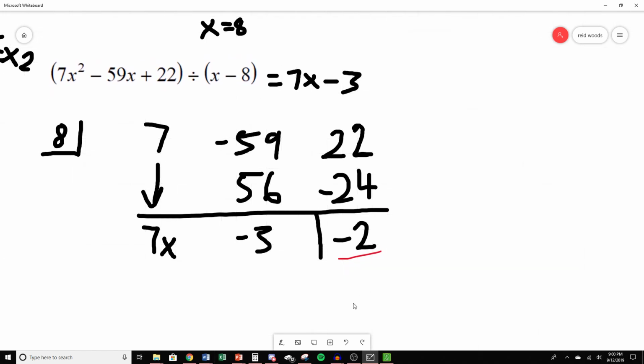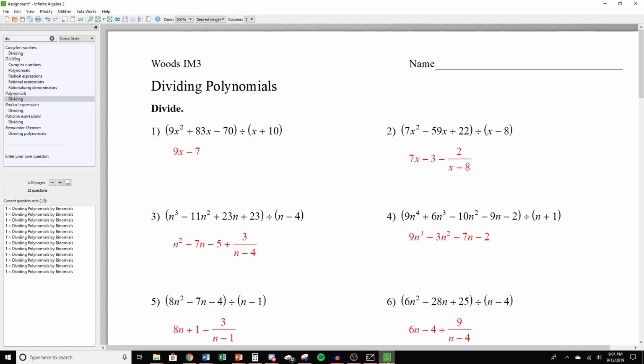All right. Well, what you're going to do with this -2 is you're going to keep whatever sign it is. Since it's negative, we're going to be subtracting it. We have to write it a special way. We are going to write it as a fraction. Here's the 2 on top. And it is over what we're dividing by, this x minus 8. Okay? And if I go back to where I copied this from, you'll notice that that is the correct answer.